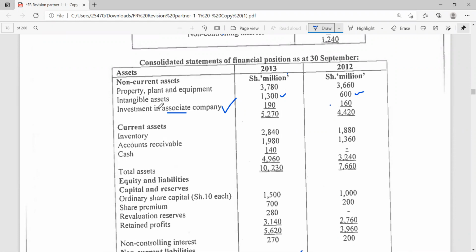So I've said you consider 4 items: cash received on disposal of assets, cash paid on acquisition of an asset, investment income, and the dividend received from an associate or a joint venture. In order to know if it's an associate or a joint venture, you check on your non-current assets to see which type of investment this organization made. Was it in the associate or a joint venture?